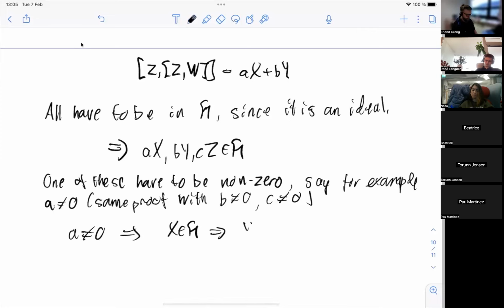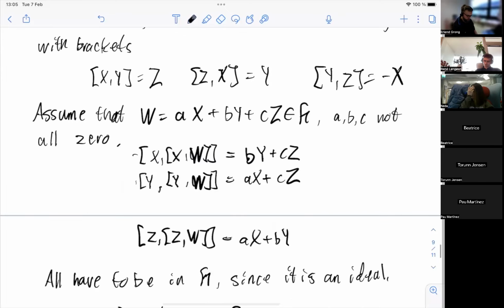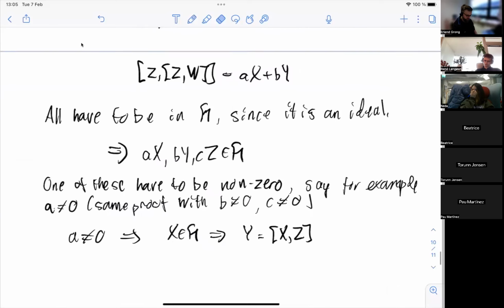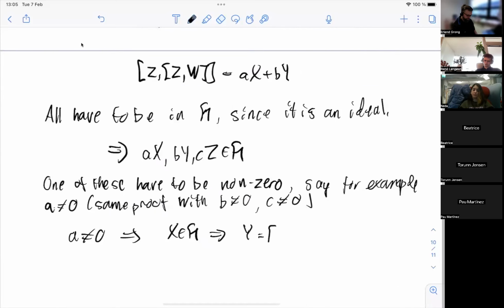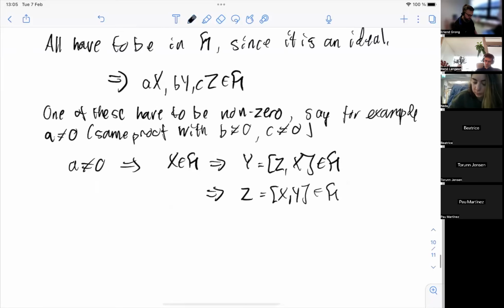But this implies that Y, which is X set, right? Or yeah, no, set X, is in H. And it also implies that set, which was XY, is in H. So hence H has to be the entire algebra.